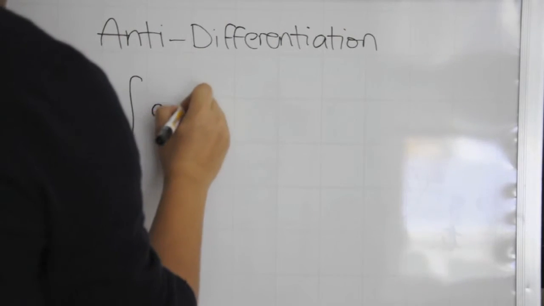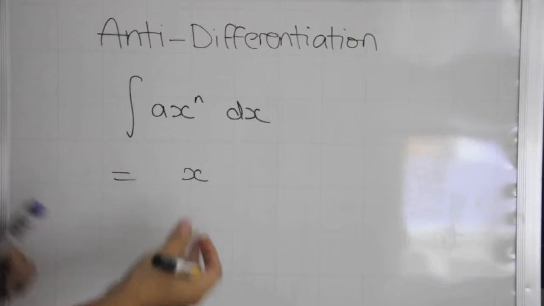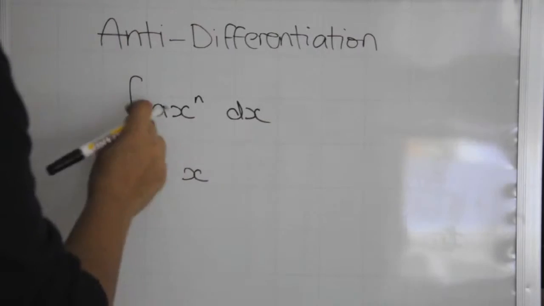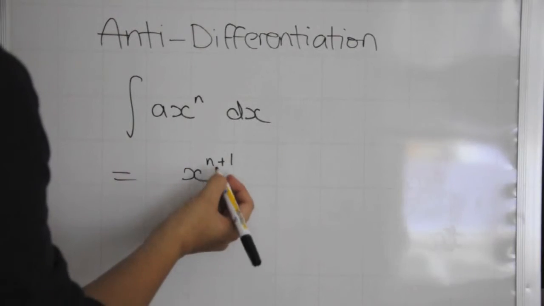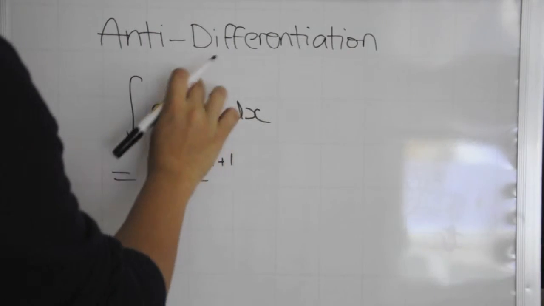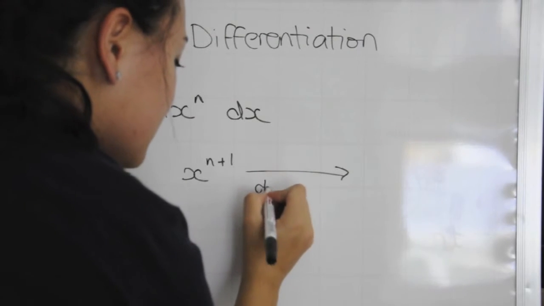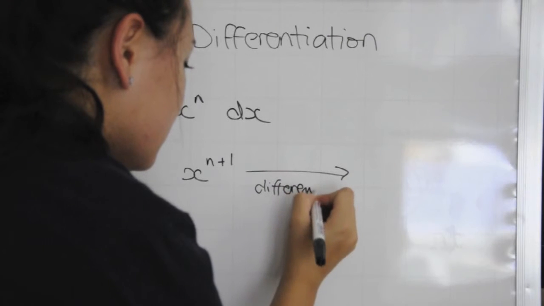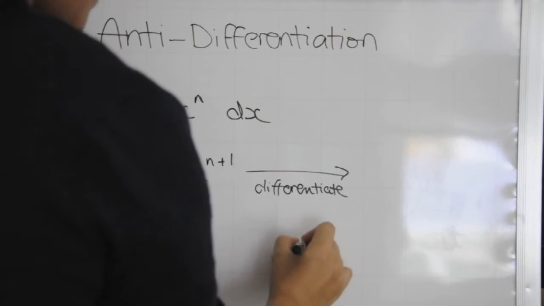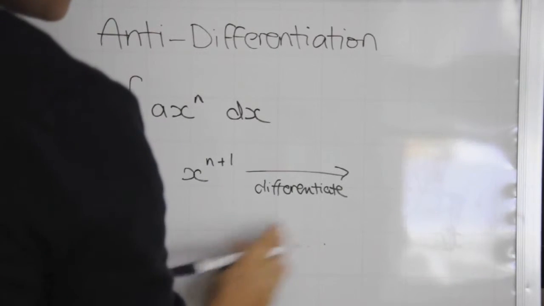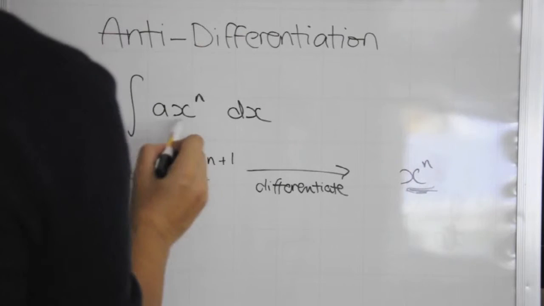A easier way is shown by doing this. So we want to know what happens when we integrate this, what comes out. So we add 1 to the power n, and then we differentiate, which would mean that it's x^n, which is the exact same as here.